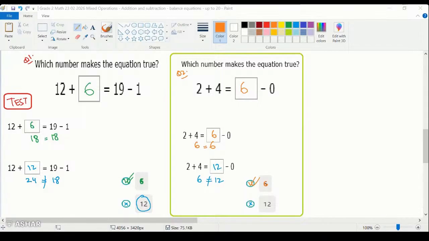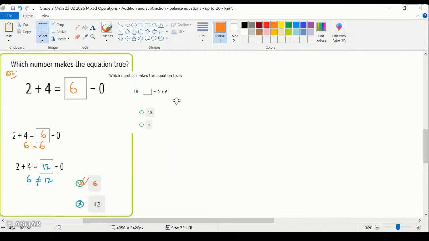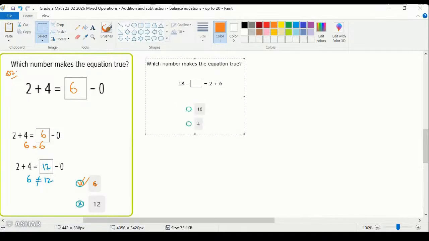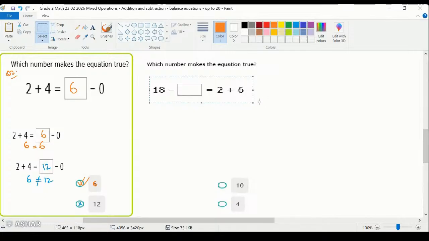For the next question, they are asking which number makes the equation true, such that the given values are, it just takes me a few seconds to copy paste. Meanwhile, I try to read the question. If these are the two options given to us, the equation is: 18 minus number should be equal to 2 plus 6. What is 2 plus 6? It's 8, right?